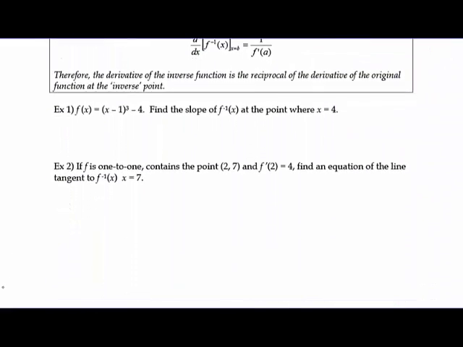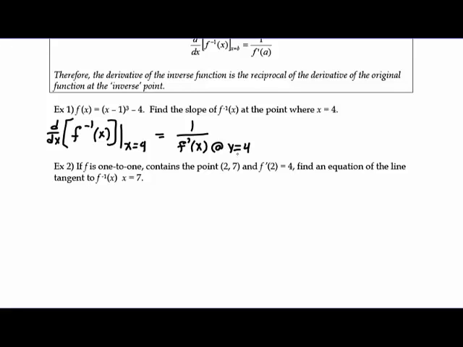All right? So what is that going to look like here? So f of x is (x minus 1) cubed minus 4. Find the slope of f inverse at the point where x equals 4. So if I want to find the slope where x equals 4 of f inverse, the first thing I want to do is say basically what this means is the derivative of f inverse at x equals 4 is 1 over the derivative of the original at y equals 4.